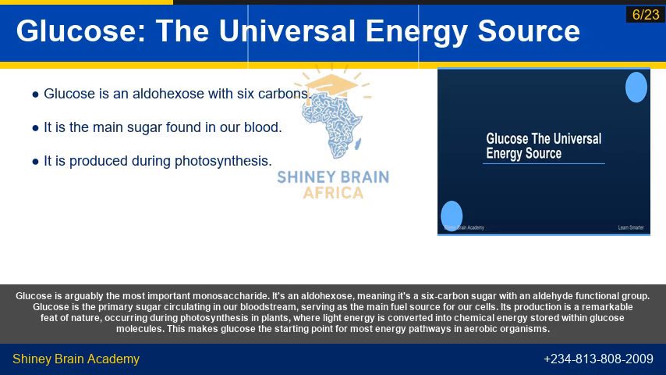Glucose is arguably the most important monosaccharide. It's an aldohexose, meaning it's a 6-carbon sugar with an aldehyde functional group. Glucose is the primary sugar circulating in our bloodstream, serving as the main fuel source for our cells. Its production is a remarkable feat of nature, occurring during photosynthesis in plants, where light energy is converted into chemical energy stored within glucose molecules. This makes glucose the starting point for most energy pathways in aerobic organisms.